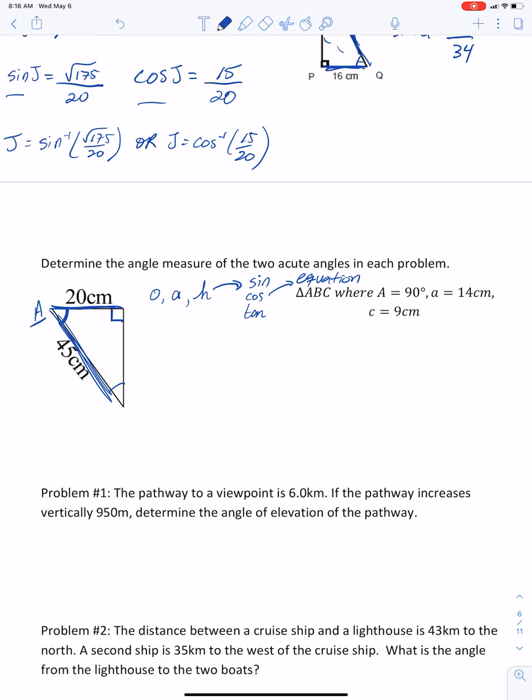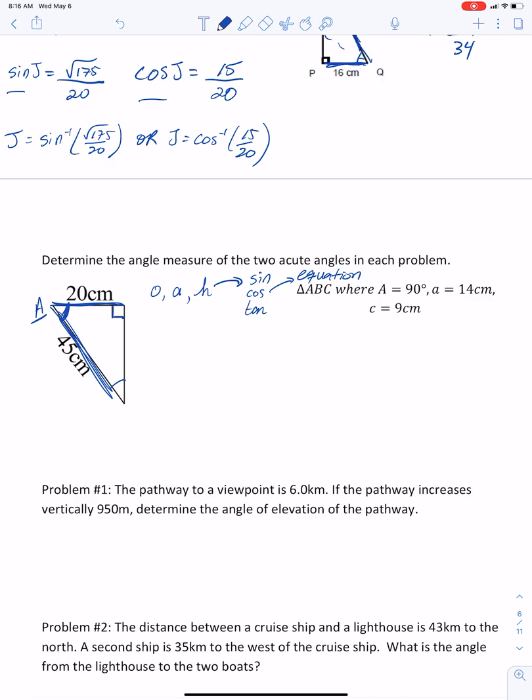Hopefully you saw that if this is our angle, we have the adjacent side and we have the hypotenuse, because this over here is the opposite and I don't have it. So I'm not interested in the opposite. If I'm dealing with adjacent and hypotenuse, that tells me I'm working with cosine.